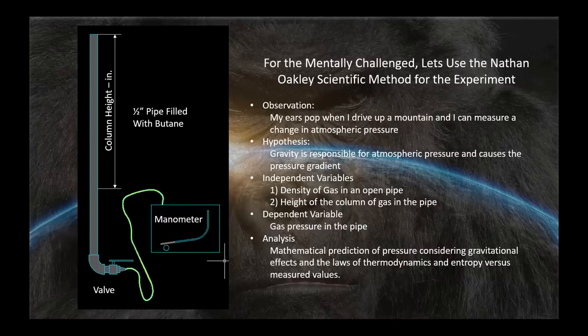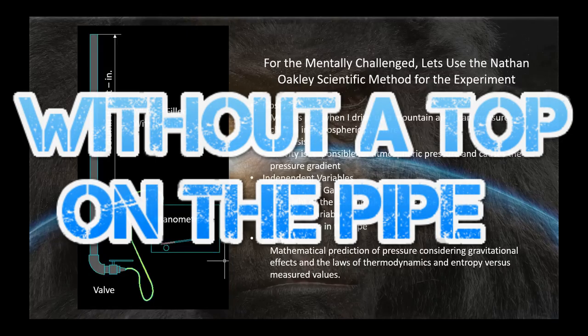So just to go back through the original video very quickly, we did this per the Nathan Oakley scientific method. I went through the observation and hypothesis and variables and all of that stuff. And basically, what we ended up with was an incline manometer, a 4-foot piece of pipe that we could fill with butane and measure the gas pressure without a top on the pipe. So, gas pressure without a container.